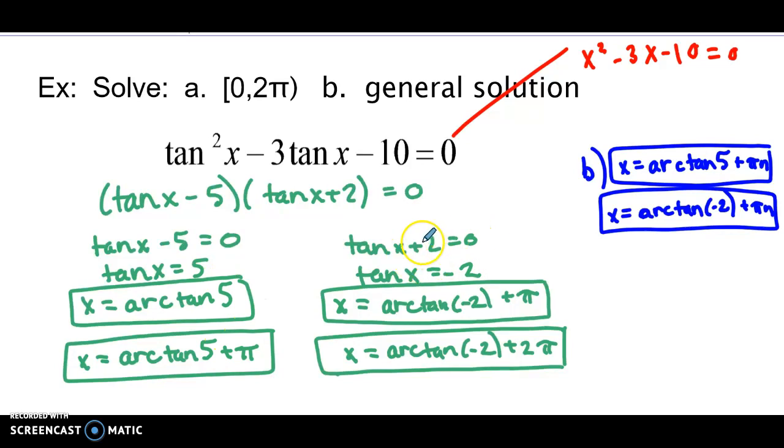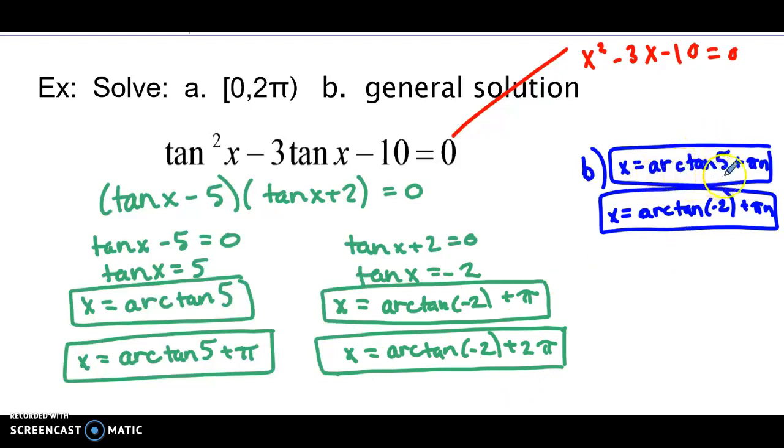Over here, I get arctangent of -2, but this is a negative angle. If I want to make this positive, because remember I want it between 0 and 2 pi, if I add pi, that's going to put this in quadrant 2. And if I want the angle that's in quadrant 4, I'm just going to take that original angle and find its coterminal angle.